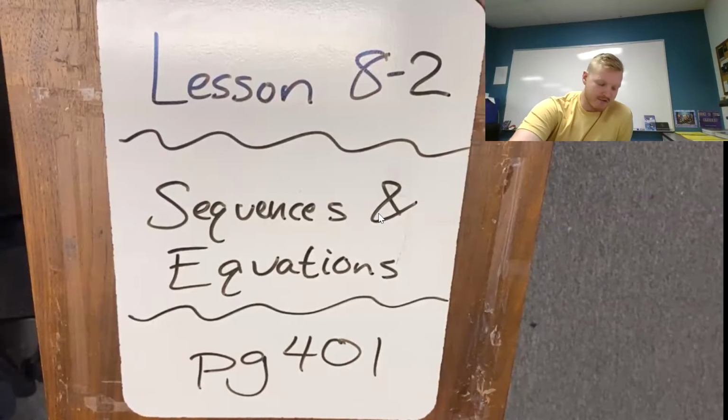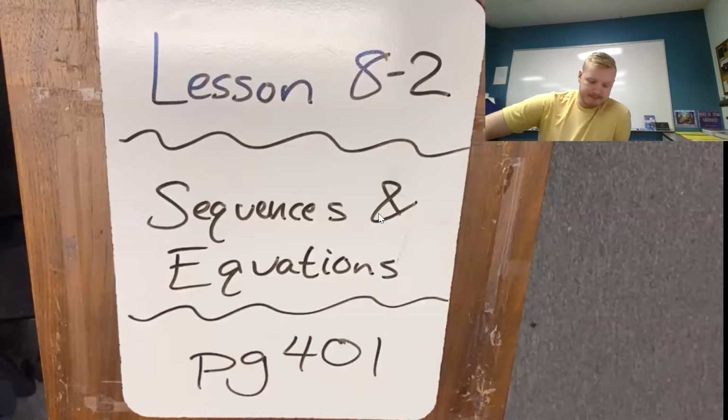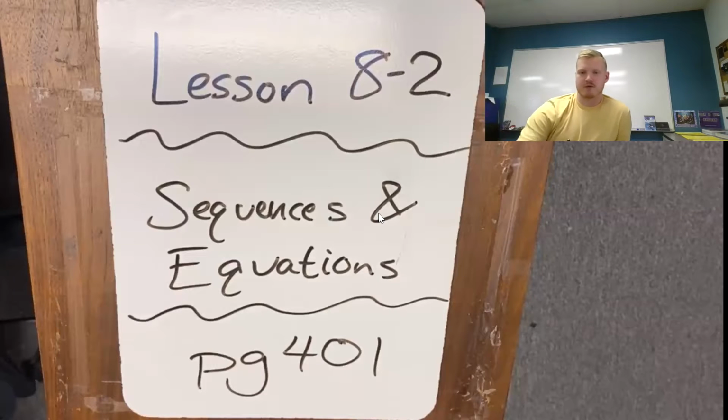Sequences and equations. We have 4 new vocab words. First off, a sequence is an ordered list of numbers. A term is just a number within a sequence. When the difference between any two consecutive terms is the same, that is called an arithmetic sequence, and the difference is called the common difference. Those are all pretty basic terms.